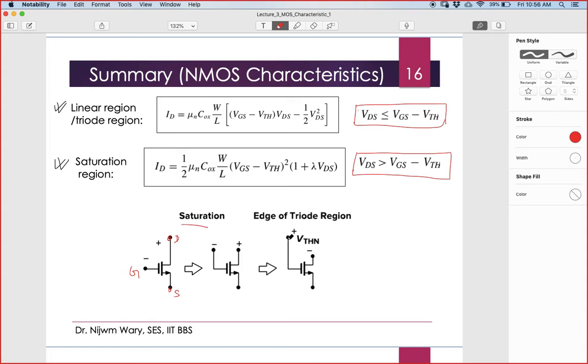But whenever the gate is higher than the drain by VTH, or VTN for an NMOS, then the transistor enters into the triode region. So just by remembering this, we can remember the two regions of operation. Whenever the gate is higher than the drain by VTH, it enters into the triode region. But as long as the gate potential is lower than the drain, even if it is equal, it is in the saturation region.